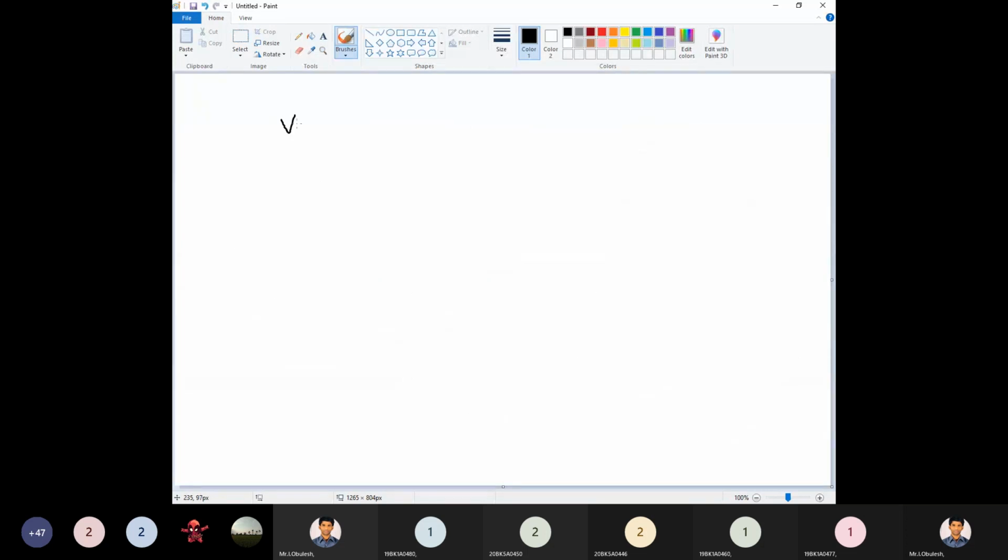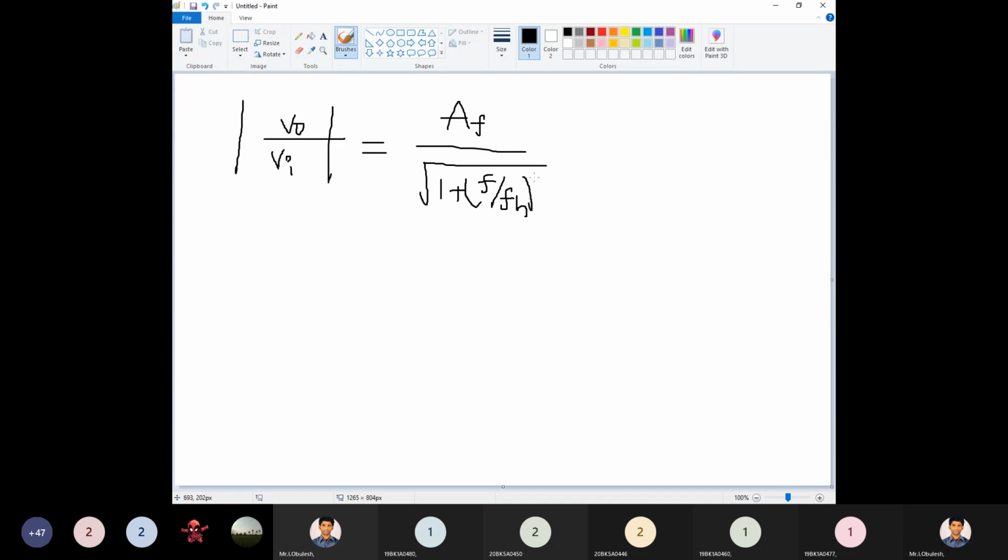Therefore, the V0 by Vin voltage gain, mod V0 by Vi is equal to AF by square root of 1 plus F by Fh whole square. This is for the low pass filter.